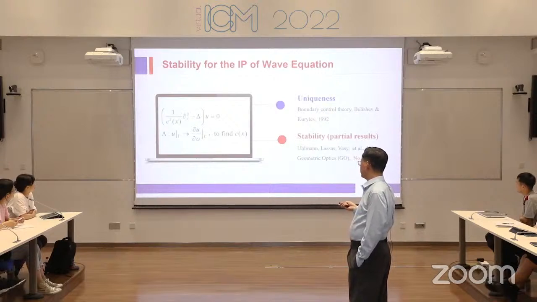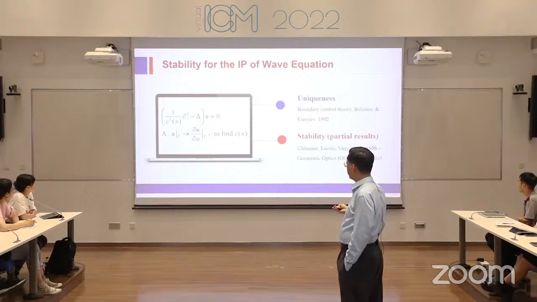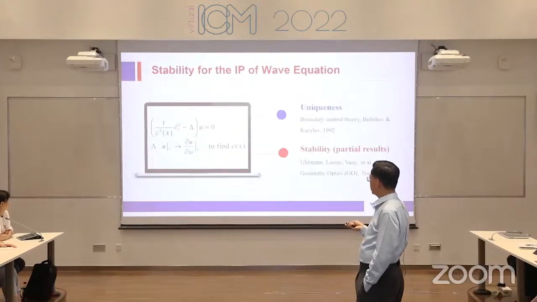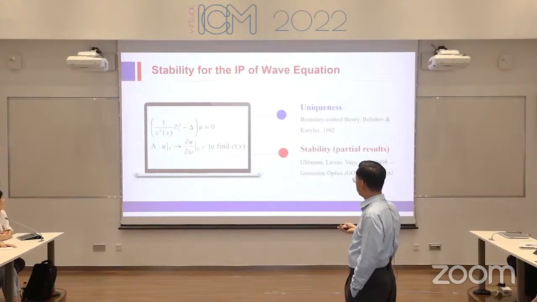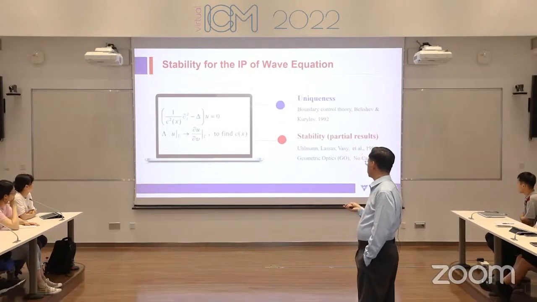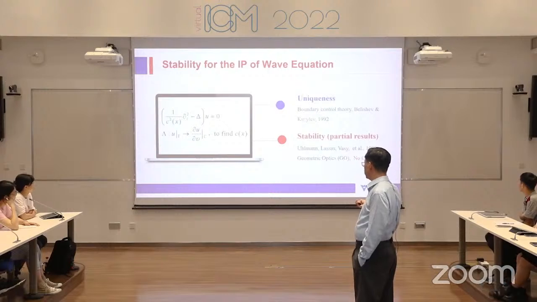In fact, for the time domain wave equations, you can pose the same type of Calderón problem. So for the wave equation, you have a Dirichlet to Neumann map on the boundary. Can you uniquely determine the velocity or the coefficients of the wave equation? The global uniqueness of this problem was first proved by using boundary control theory in 1992.